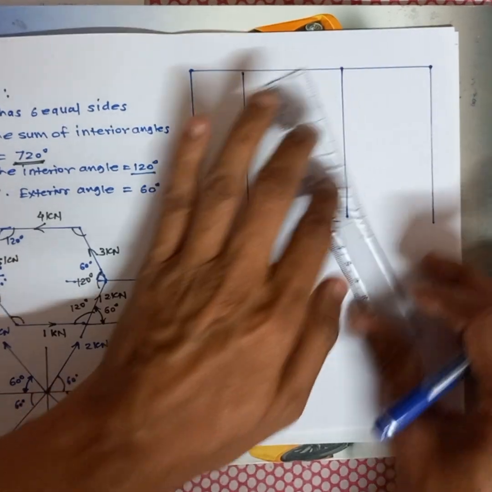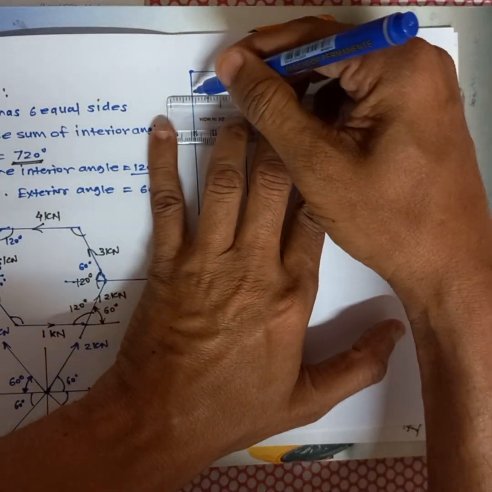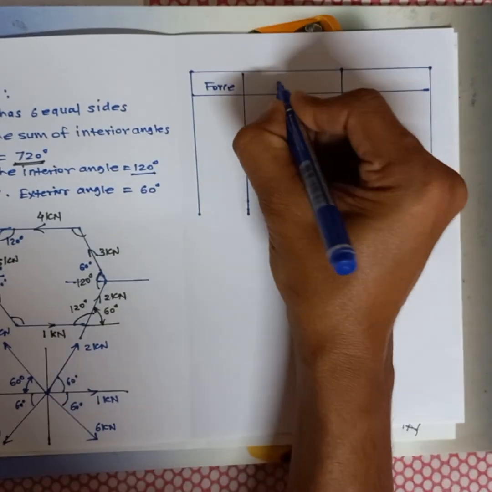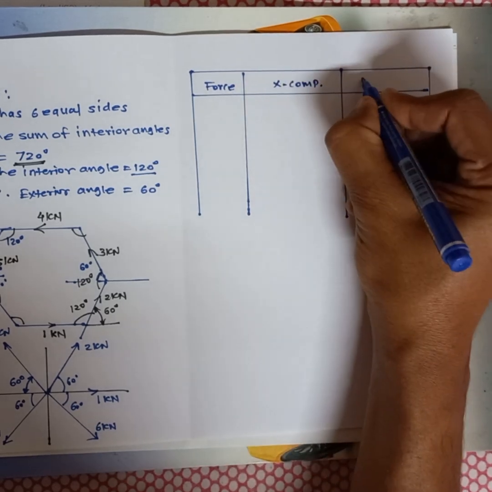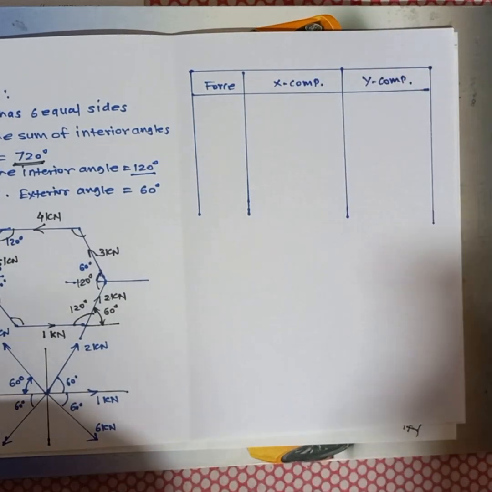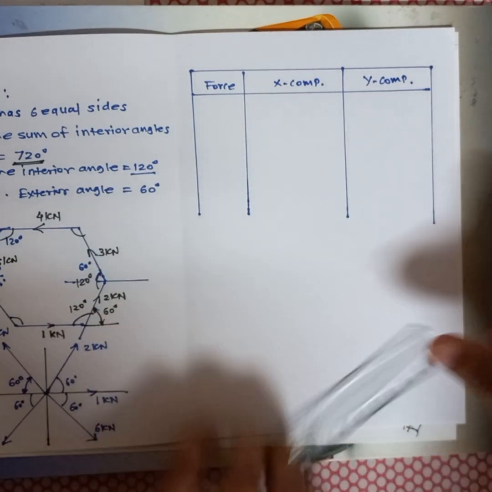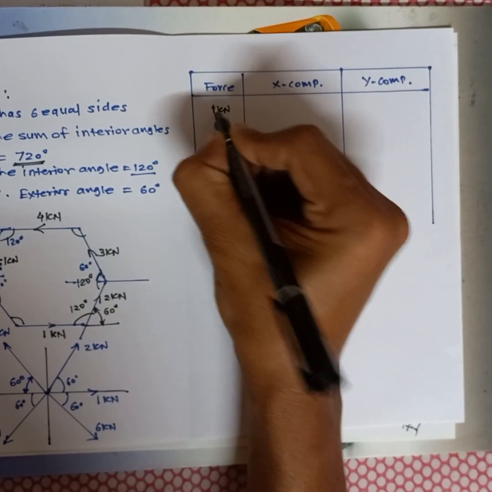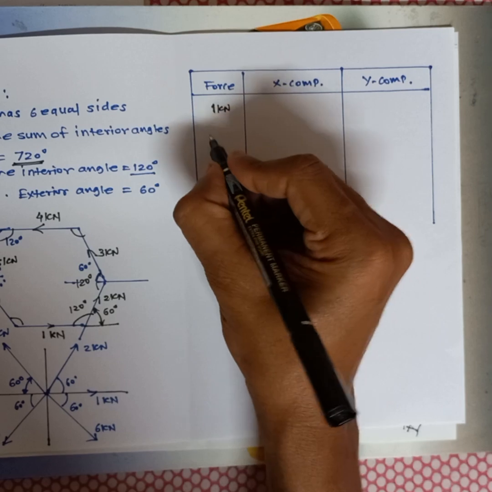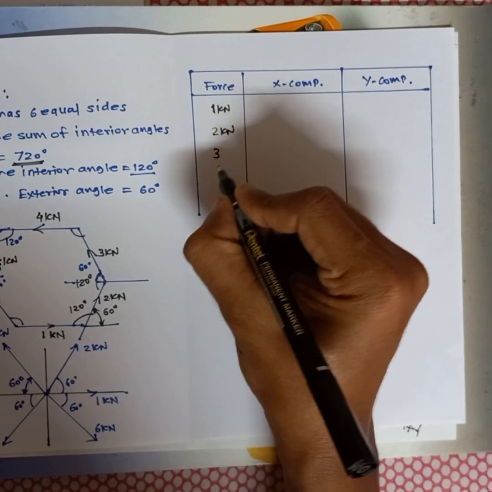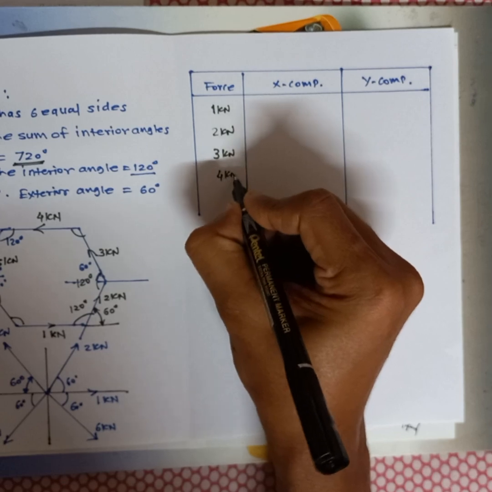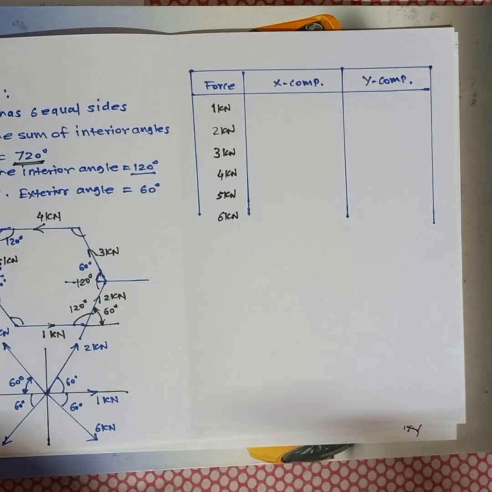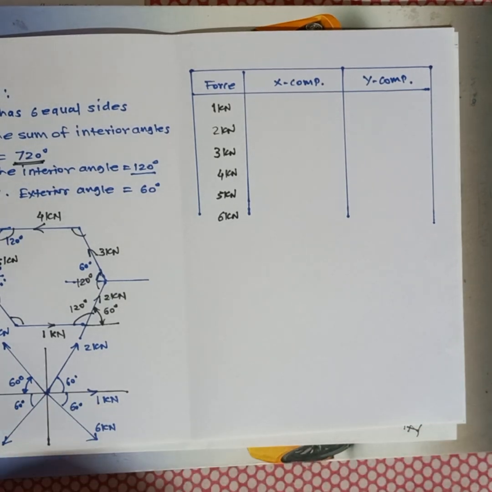So have it here, you can have your own. The first column is force, then x component, y component. So a little bit fast. I will go with the first force of 1 kilonewton, then second 2 kilonewton, then 3 kilonewton, then 4, then 5, then 6. So likely we have 6 forces, right?